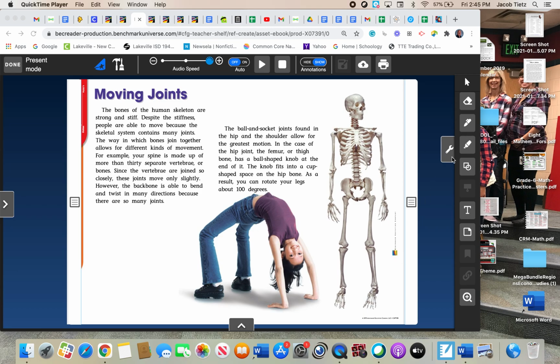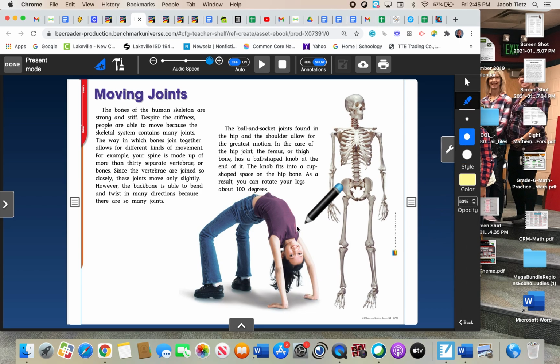Since, I believe that's one of our signal words. Because, so, since, and as a result, most certainly is. So let's do this. Let's highlight this bad boy. Since. Okay. So now we'll be able to come back to that when we're doing a cause and effect.